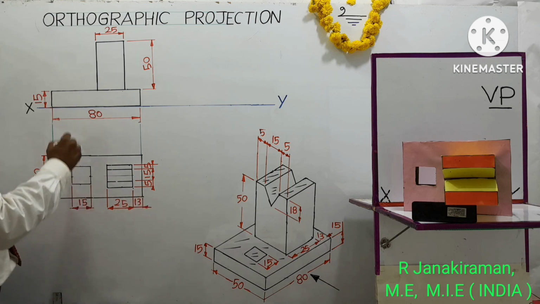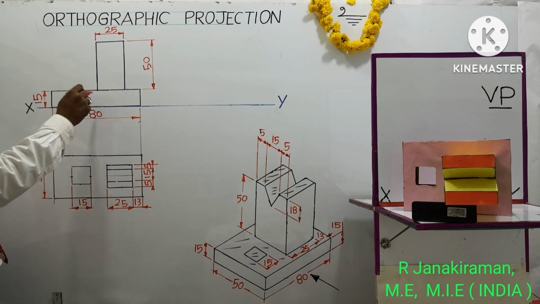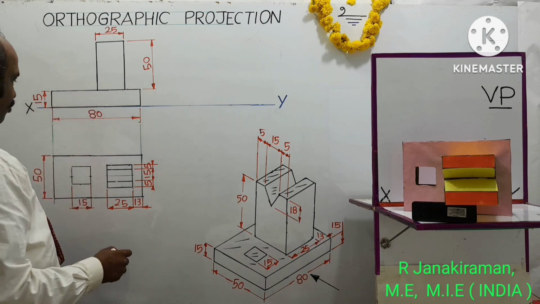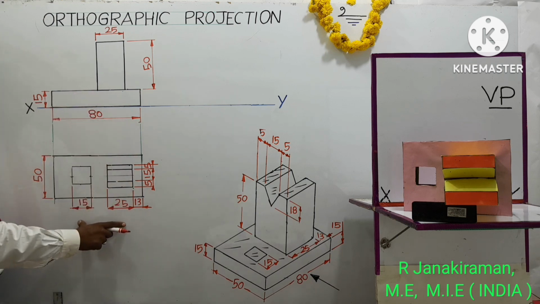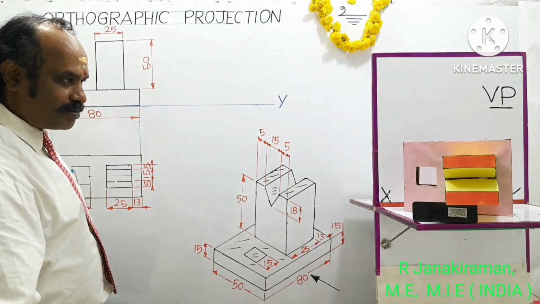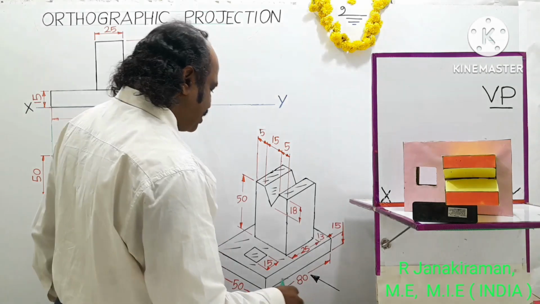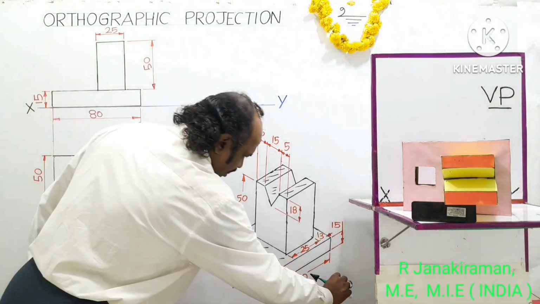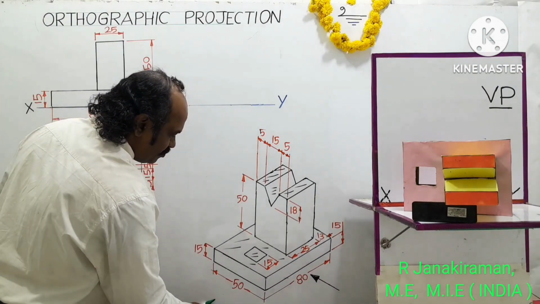So far we have completed the front view and top view. The front view is incomplete. The front view length will be the same as the top view length, 80 mm, need not repeat again. Next we are going to draw the side view, called the left side view. So for this front view direction, this will be the left side view.